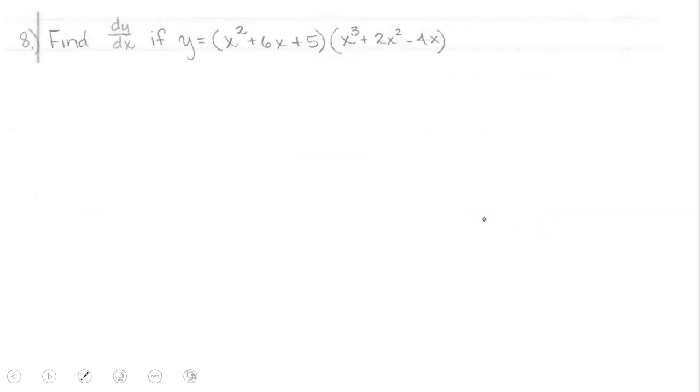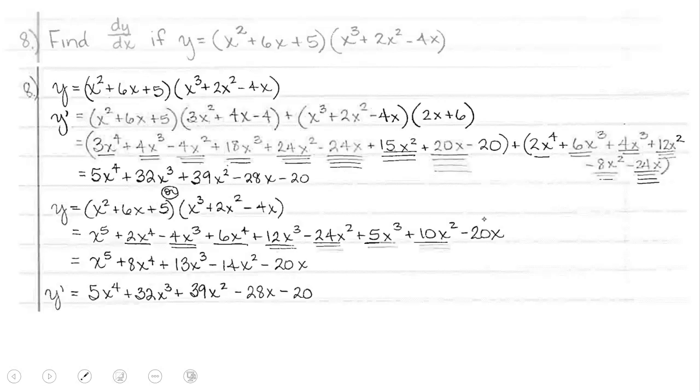All right, then for number 8, they ask us to find the derivative of a product. I worked this one out both ways. I worked it out where we did first times derivative of second plus second times derivative of first. And then I worked it out where we simplified first before we took the derivative. You can see this is definitely the easier way. So we've been talking about simplifying first before you take a derivative, if at all possible.